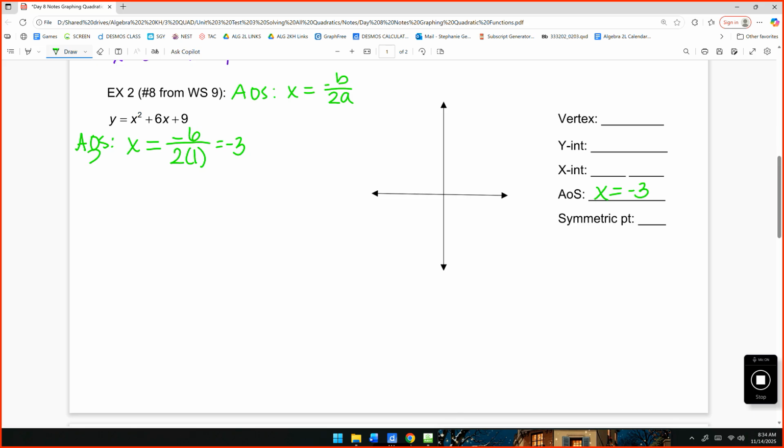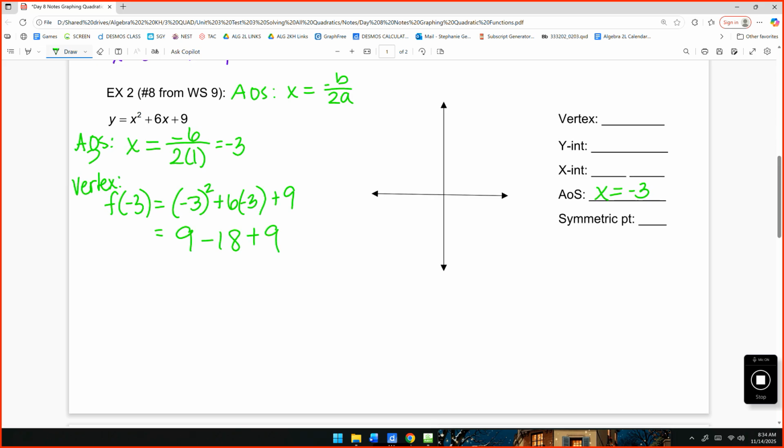Plug that into the function to get the vertex. So f of negative 3 is going to be negative 3 squared plus 6 times negative 3 plus 9. So that's 9 minus 18 plus 9. Okay. Oh, and that's 0. Cool. So our vertex is negative 3, 0.